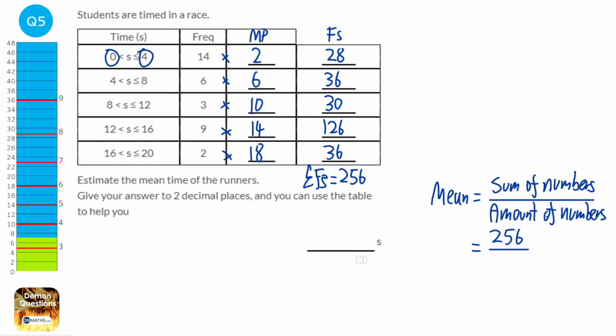And we need to find out how many numbers there are. Well, the frequency column will tell us how many numbers there are, so we're just going to add all of those up together. So we're going to find the sum of the frequency, which is 14 plus 6 plus 3 plus 9 plus 2, which is 34. And when we do 256 divided by 34, we get 7.529, and so on. It wants it to 2 decimal places, so we're going to round it to 7.53.